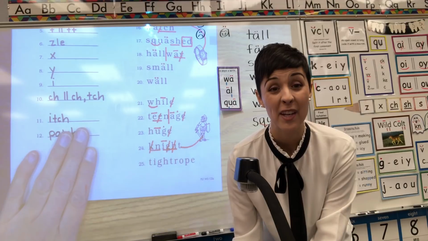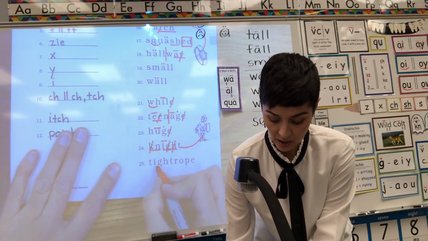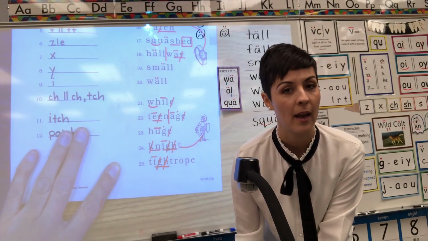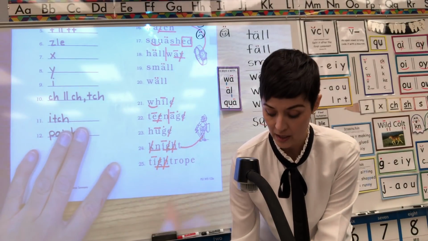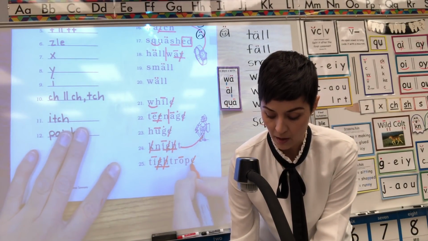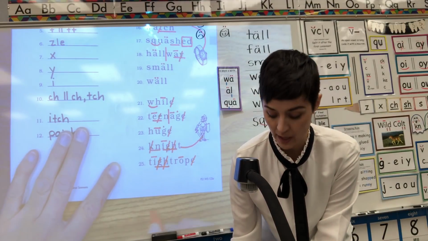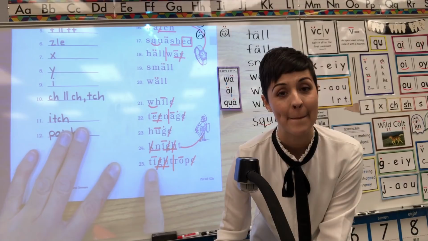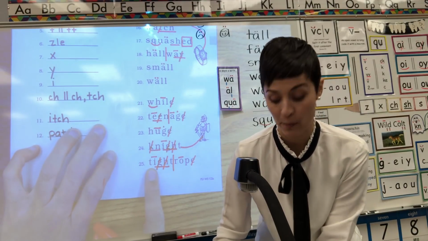Down at the bottom, trigraph IGH, underline, cross out, macron. At the end of the word, O consonant E, macron, cross out. Can you split it between that second T and the R to find the two words? And let's read one word at a time, starting T.